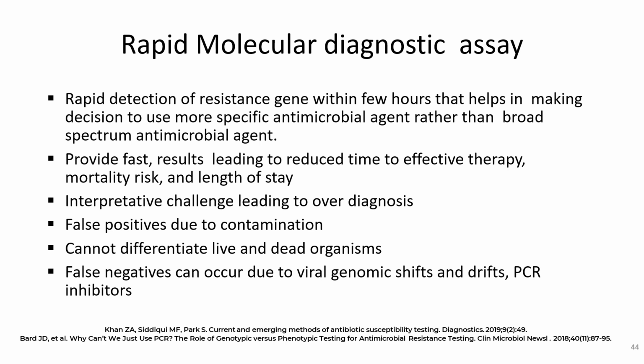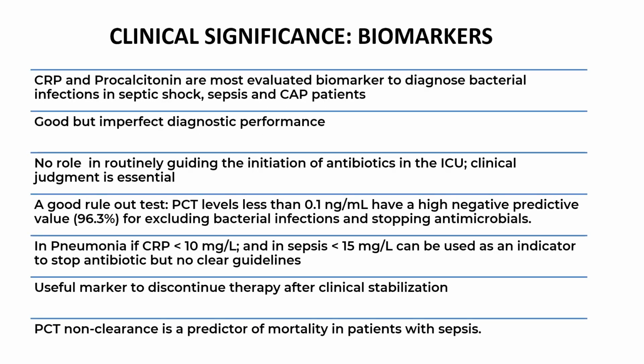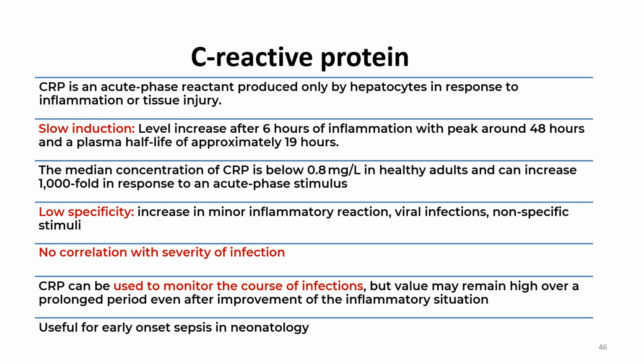Rapid detection of a resistance mechanism within a few hours is possible with genotypic tests. However, false positives are usual because of contamination, and they also can detect dead organisms. We have biomarkers like CRP and procalcitonin. They are the most evaluated biomarkers. They are good, but imperfect diagnostic performance is an issue. We have C-reactive protein, which has a slow induction, low specificity, and no correlation with the severity of infection. CRP is used to monitor the course of infection.